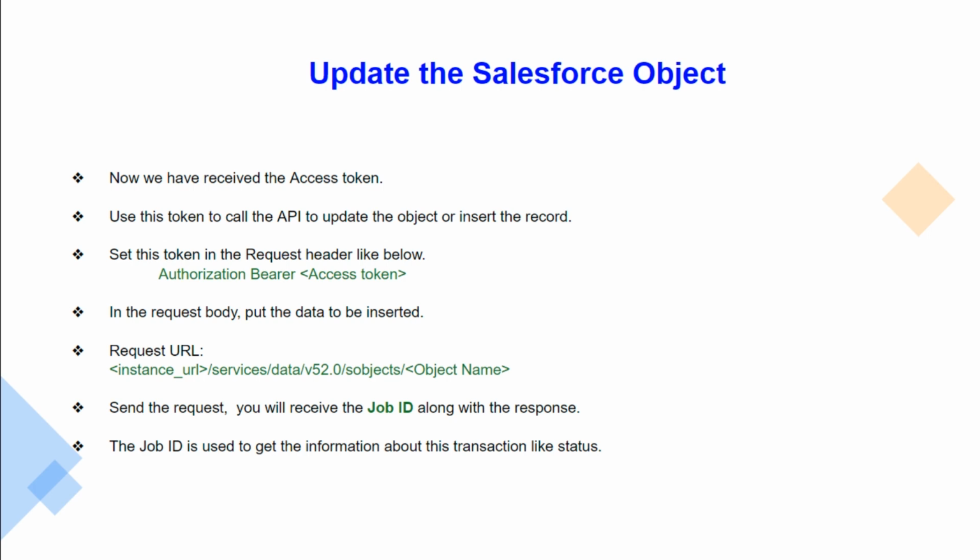In the request body, put the data to be inserted. The request URL you have to construct like below: the instance URL, that we get from the access token call, then /services/data/, the version, /sobjects/, then the object name. It can be account, user, or any custom object. Send the request. You will receive a job ID along with the response. The job ID is used to get information about this transaction, like status.